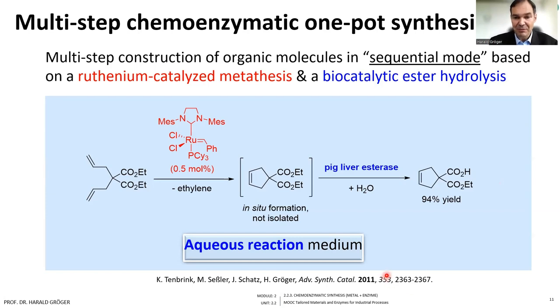Another example, which we published some years after the Suzuki cross-coupling example, is the combination of a metathesis reaction with an enzymatic step. In this case, the metathesis leads to the ring closure formation of the cyclopentane moiety, and then the malonic ester moiety is cleaved by an esterase, forming the monoester, monoacid final product. Here we could show that it's possible to combine metathesis catalyst with enzymes in a process fully running in water.